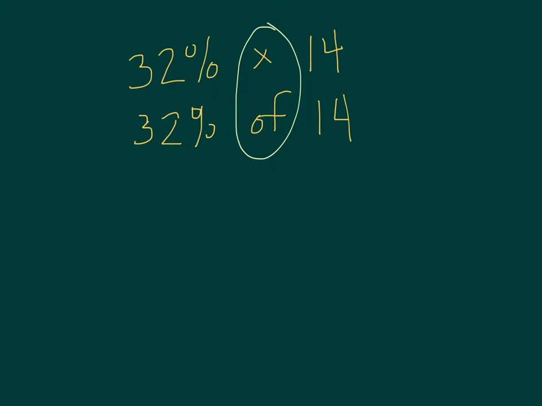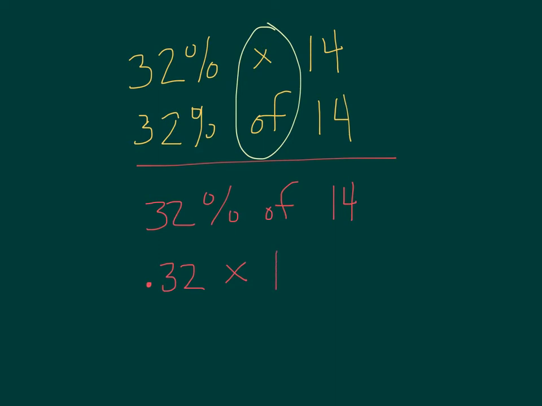So looking at this problem, 32% of 14, our first step is to switch the percent, 32%, over into a decimal. 32% is the same thing as 0.32. Our second step is to multiply the decimal and the whole number together. Remember, the word of and multiplying are interchangeable, times 14.